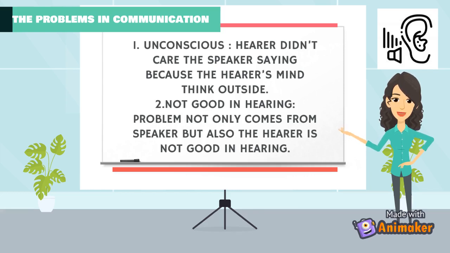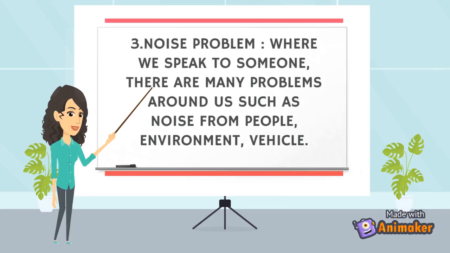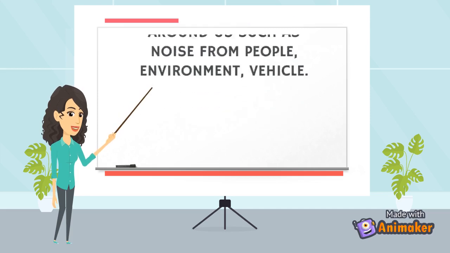The second is not being good at hearing. Problems not only come from the speaker but also from the hearer not being good at hearing. The third problem in the communication process is the noise problem. When we speak to someone, there are many disturbances around us, such as noise from people, the environment, and physical noise.